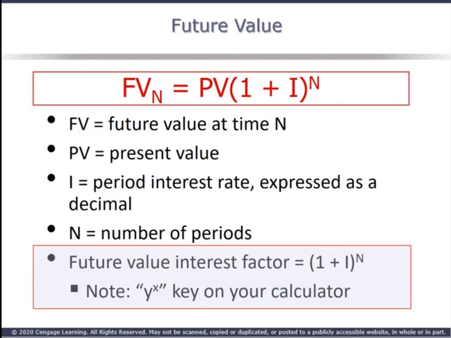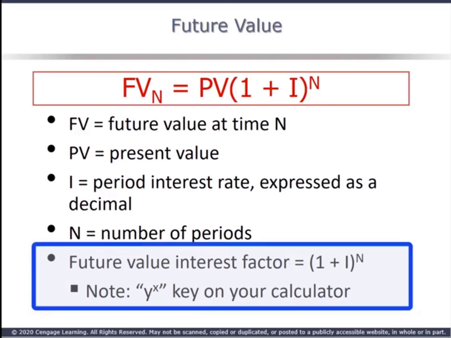If you remember the old future value tables, the values in those tables are the (1 + i)^n. In your calculator, you can compute 1 plus i raised to the n using the y to the x key. To compute 1 plus 5% raised to the 3rd power, enter 1.05, y to the x, 3, equals.